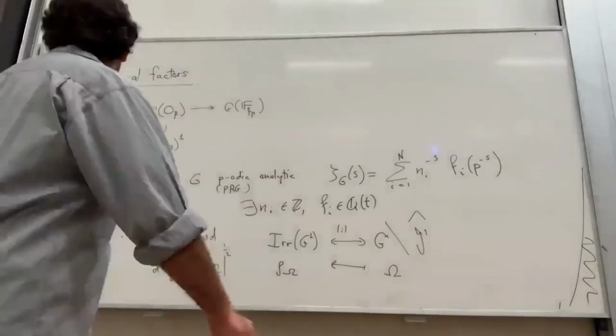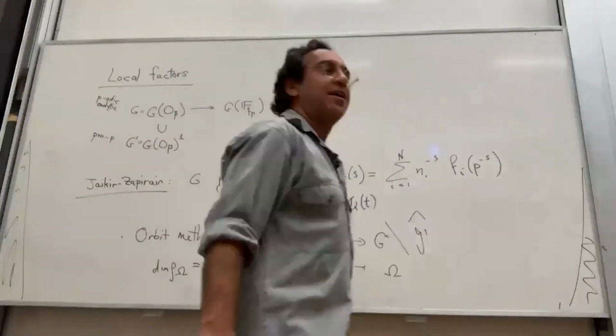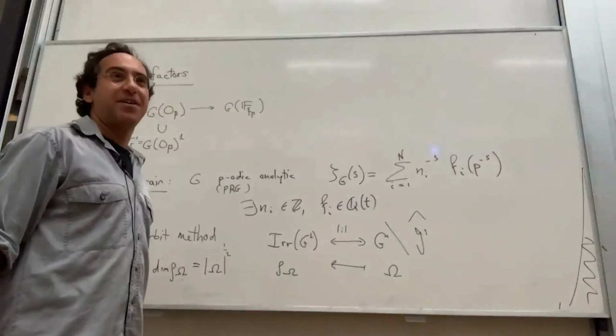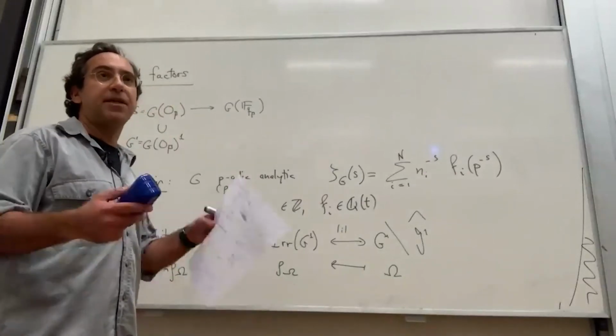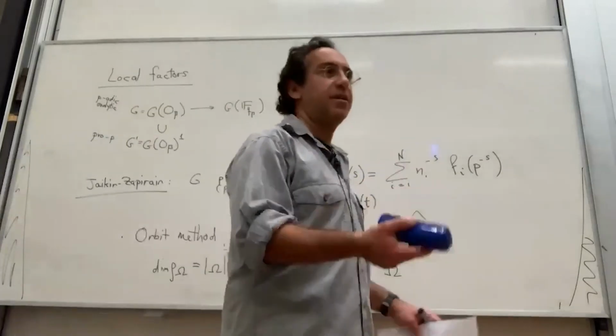Is it clear that this is always a square number? Sorry? An orbit? Yeah, it's a power of p, and it's an even power of p. Oh. Yeah, so it has to do with symplectic. So there's a symplectic form there and also. Yeah.